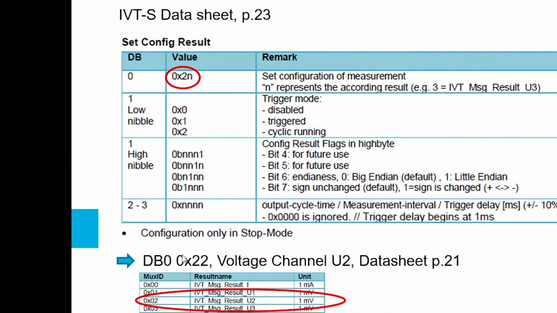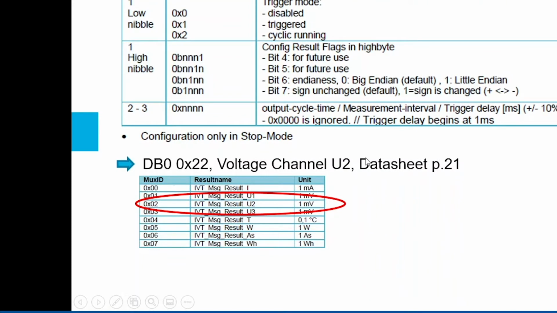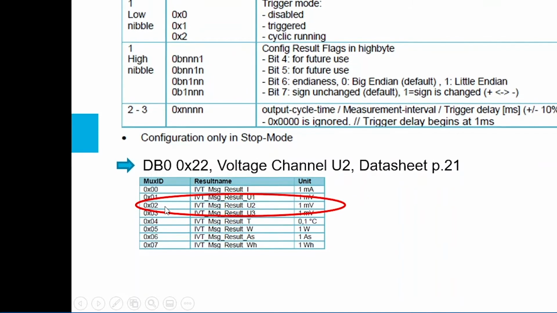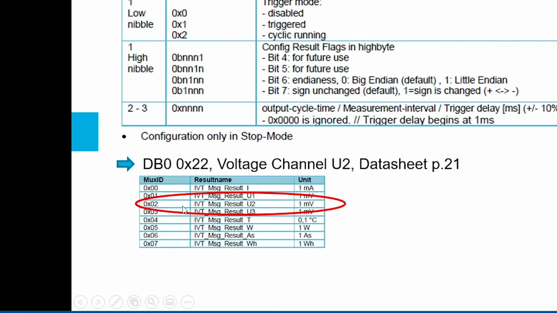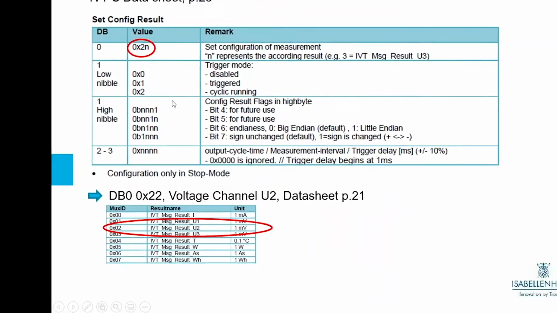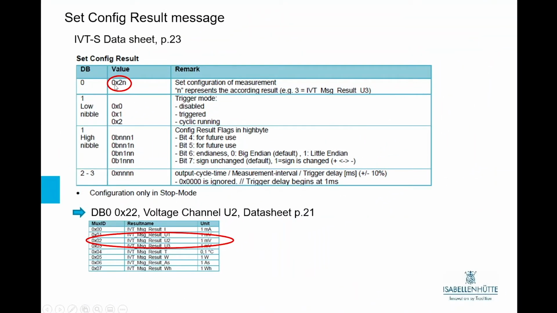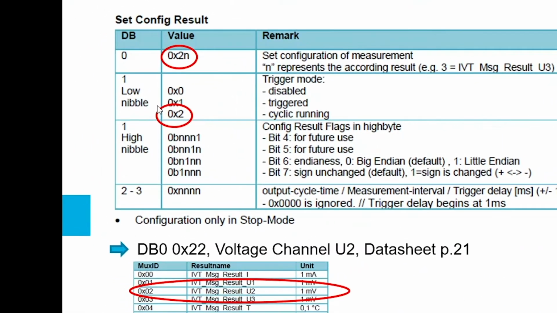Now for that, there's a table in the datasheet on page 21 that actually lists the MUX-bit ID of the corresponding channels. Now, as you can see, for the result U2, we will have to choose 02. So that means our first data byte is going to be 0x22. The next thing we will have to do is set the low nibble of the next data byte. As we want the U2 channel in cyclic mode, we will have to choose 2 for the low nibble of data byte 1.